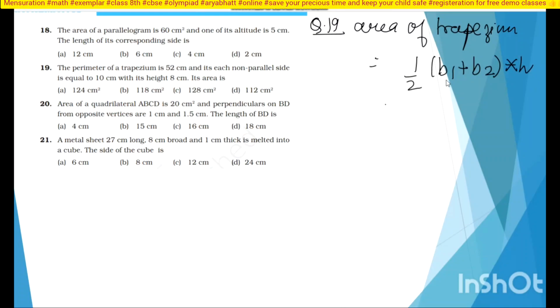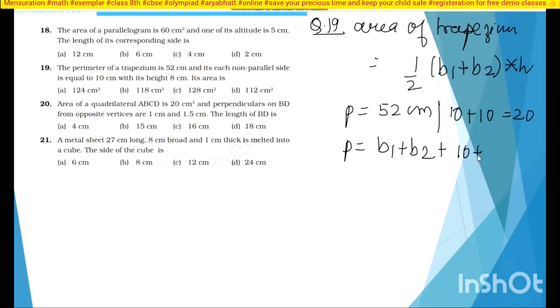Okay, height is given, but the sum of the parallel sides is not given. Instead of this, I am given the perimeter, which is 52 centimeter, and the non-parallel sides are both 10, so 10 plus 10 is equal to 20. Because I know the perimeter is the sum of all four sides: b1 plus b2 plus 10 plus 10. So here it is 52, equal to b1 plus b2 plus 20, right? So b1 plus b2 is equal to 52 minus 20, which is 32.